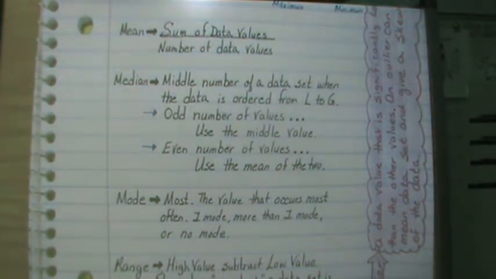The mode means most, and that's the value that occurs the most often. You could have one mode, you could have 2 modes, you could have 3 modes, and so on. And, believe it or not, you could actually have no mode. You can have no mode when each data piece occurs exactly one time, and then that means you have no mode because nothing occurred more than once. And your range is your high value, subtract low value. That actually shows how spread out your data is.